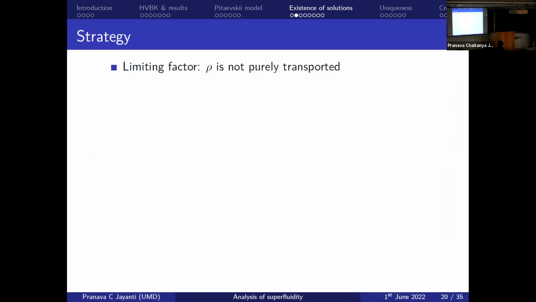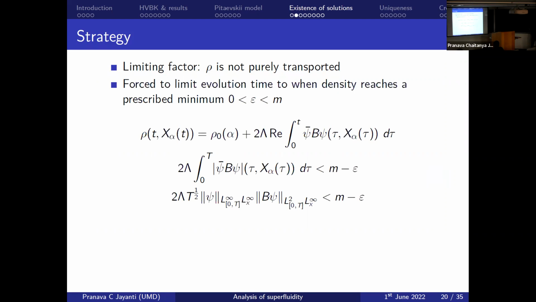So what's the strategy to establish this existence, right? First thing to notice, the density is not purely transported like it is for the general inhomogeneous incompressible Navier-Stokes. So because of that source term, we are forced to limit our evolution time to when the minimum value of the density reaches a prescribed minimum, epsilon. So we know that our initial density started with a lower bound of m. We choose some epsilon between 0 and m and stop the simulation, right? As soon as the density anywhere in the domain reaches epsilon. So that leads us to get only local in time solutions.